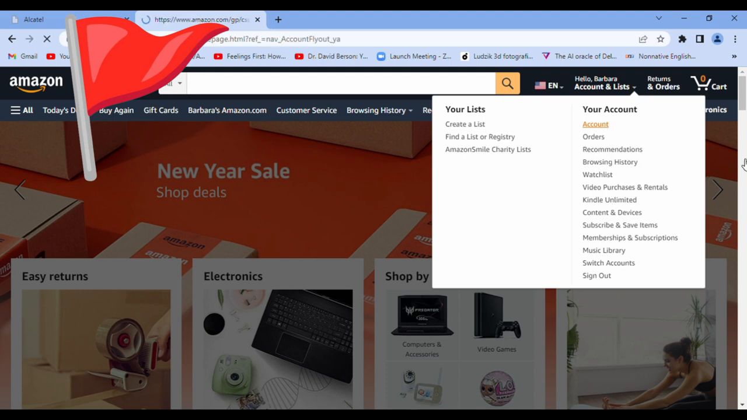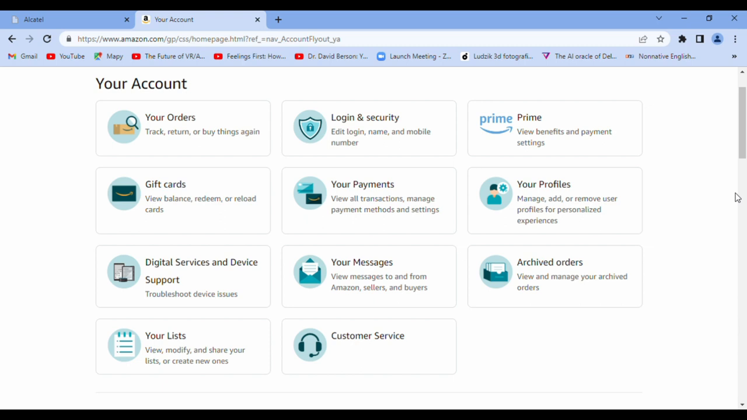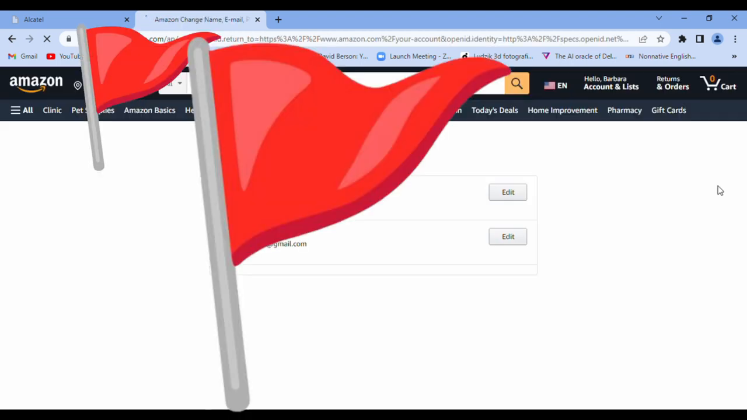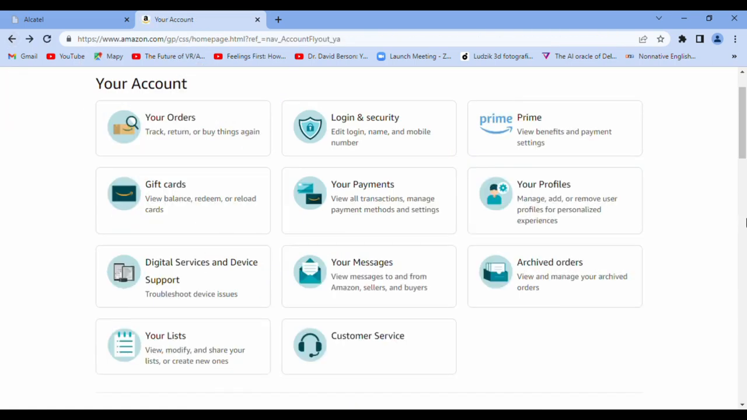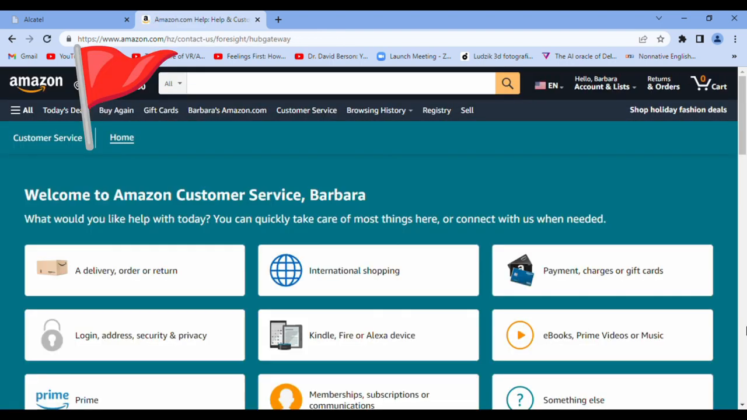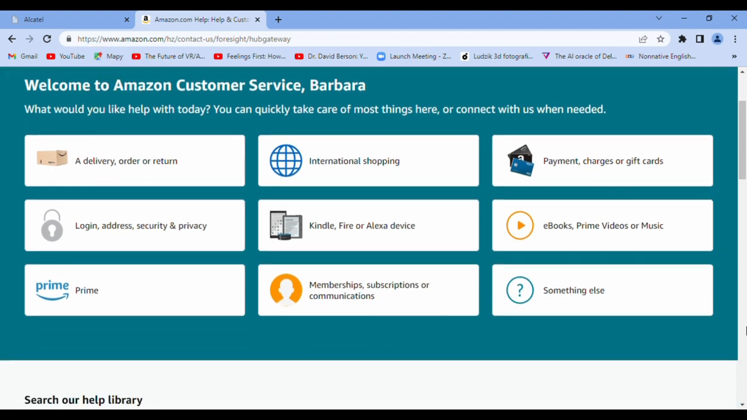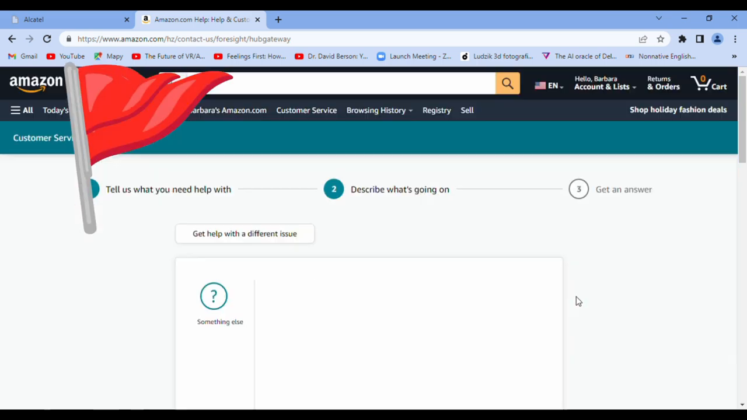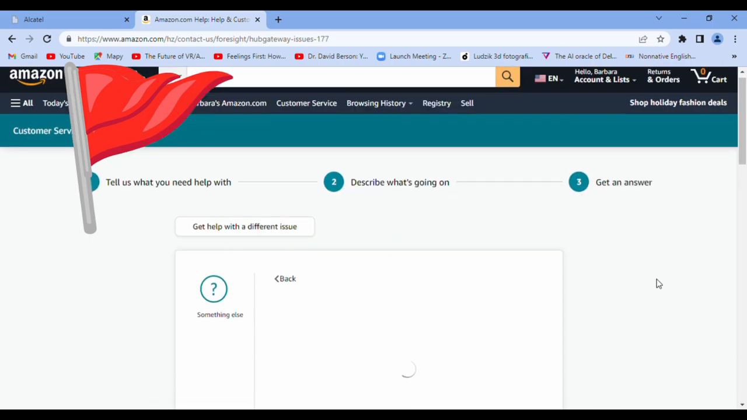I will start with account. And like you see, you have your account, your orders, login and security, Prime, your payments, your profiles, your list, and of course you have customer service. If you want to start with login and security, for example, nothing. And if you want to start with customer service, wow, you have many more options. Okay, and what do you think? We will try with something else. Okay, and sorry, it's only about returning a gift.